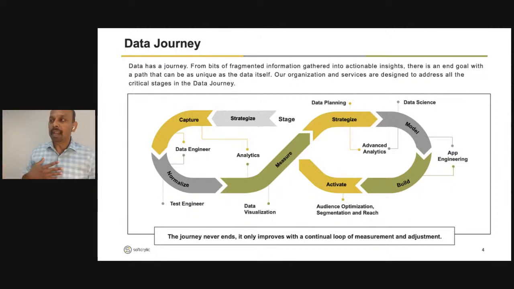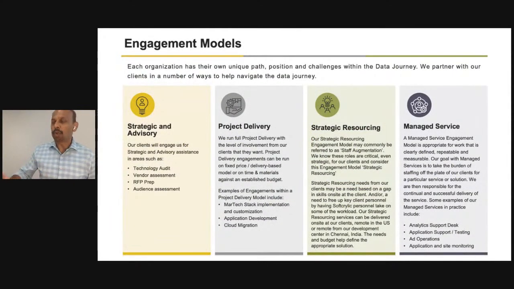So as a company, we are well organized and have expertise to help our clients at every stage of this data journey. With the types of engagement that we work with, we help our clients with strategic consulting, whether it is an audit or providing a high-level strategy on data. We work as strategic advisory services, and we also work on project delivery. We take projects and deliver them end to end with high quality and on time. We also help our clients with skill sets, bringing in team members with the exact skill set through our strategic resourcing services. And we provide managed services for some of the support services that we help our clients with.